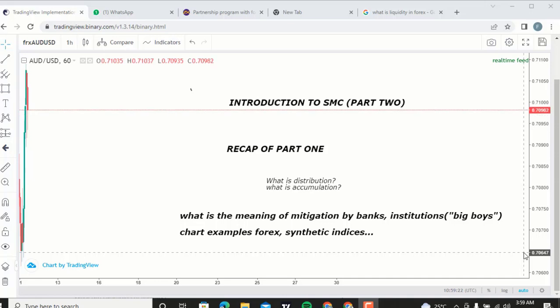Part 2 of our introduction to the smart money concept.